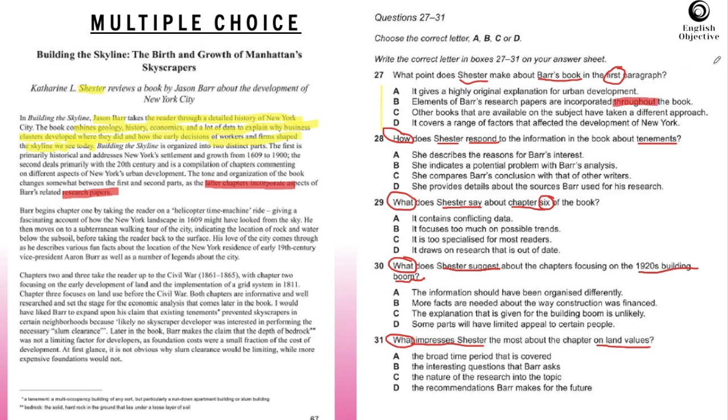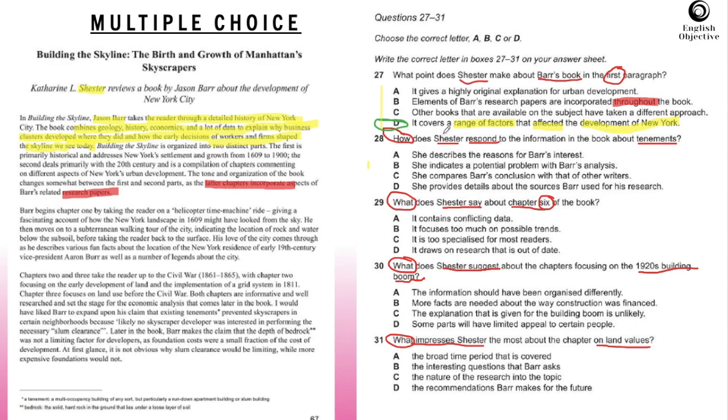Other books that are available on the subject have taken a different approach. No. It covers a range of factors that affected the development of New York. So this one would be the correct option because of a range of factors. We have geology, history, economics, and a lot of data to explain what affected the development of New York. So that was the business clusters, how they developed the way they did, and how it shaped the skyline we see today.